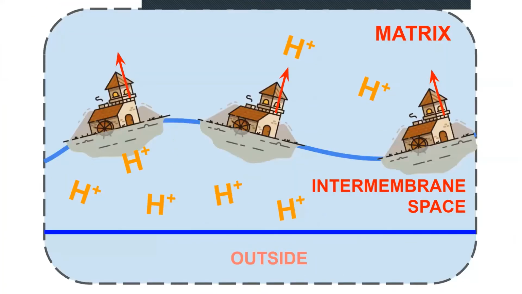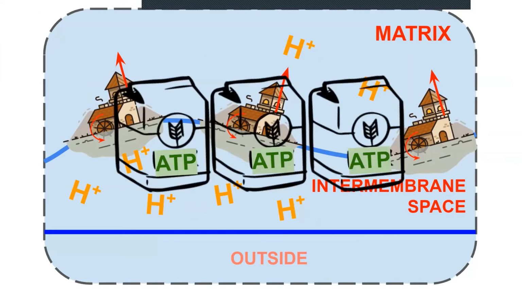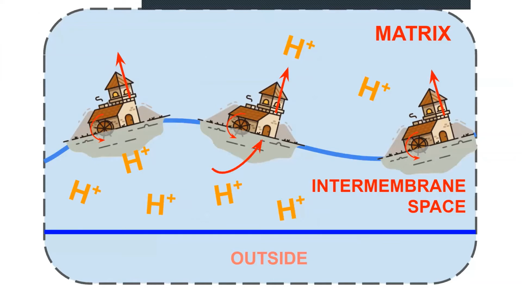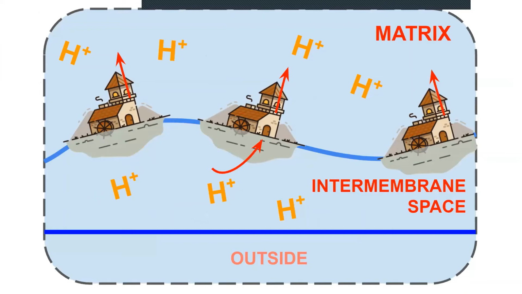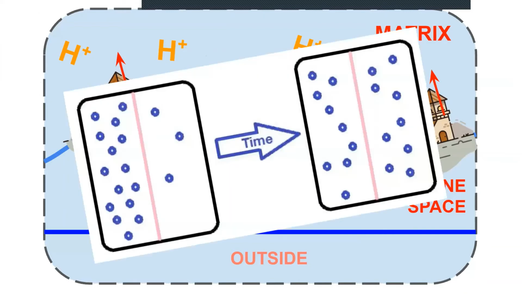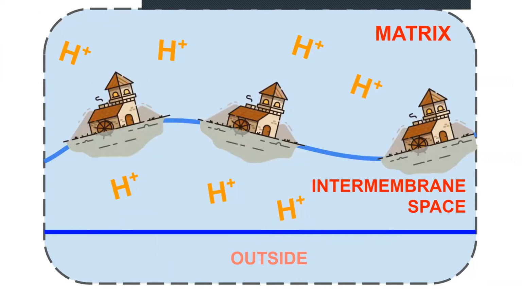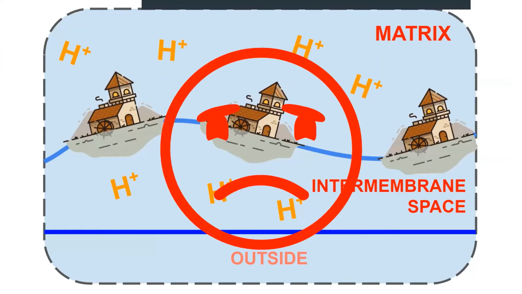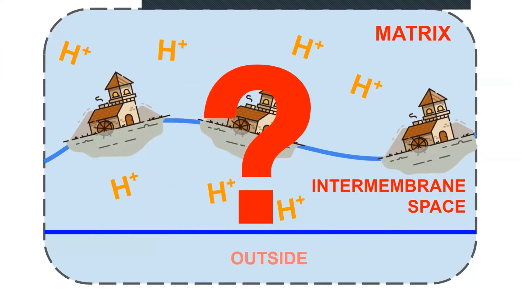Okay, so this is great, right? We have our protons flowing across the membrane, they're causing the mill wheels to spin, we're generating lots of energy, the cell is happy. But what happens as those protons flow? They will eventually come to an equal concentration, just like we saw with the diffusion example, and then the mill wheels won't spin anymore. So then we can't generate energy and the cell is going to be sad. So what do we do?